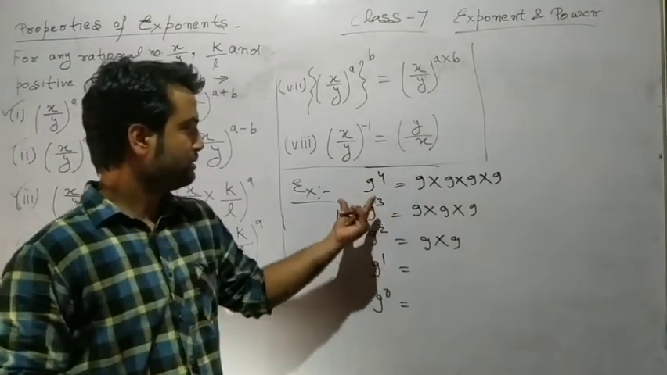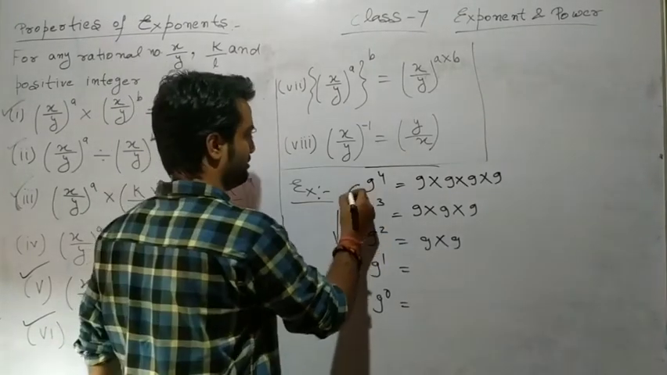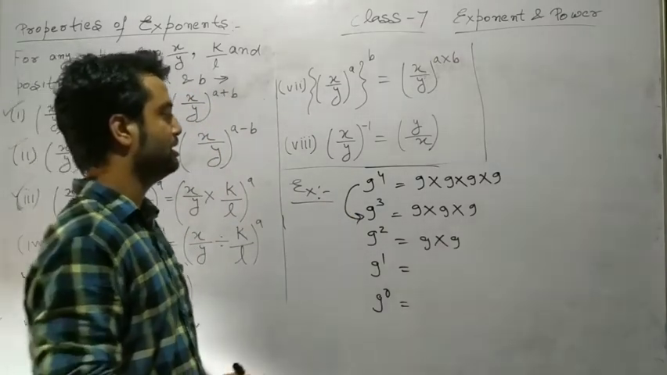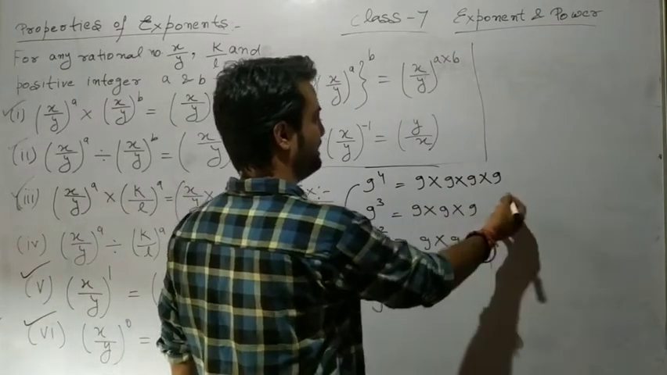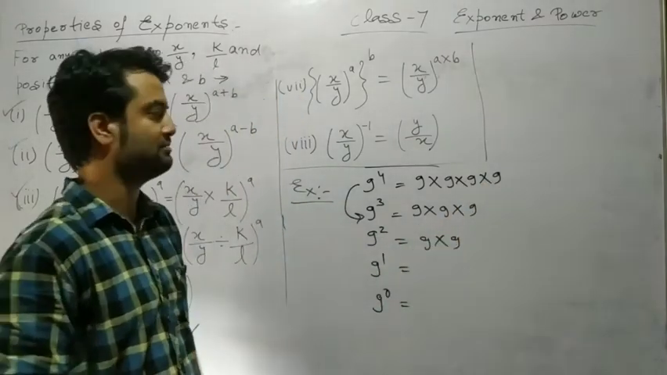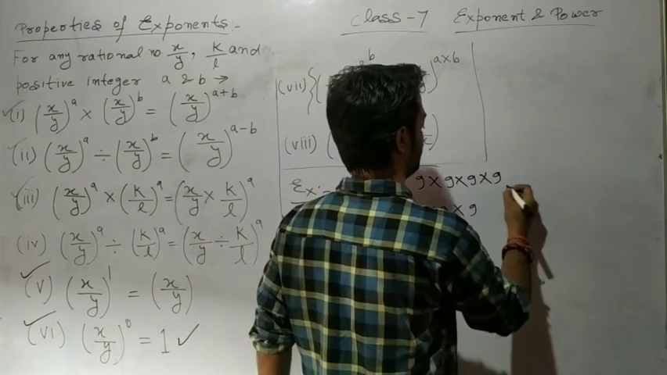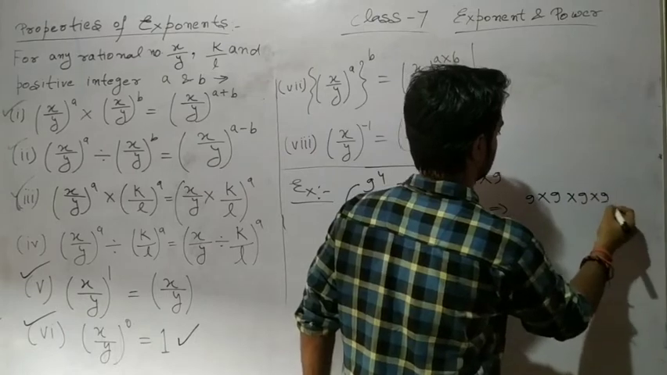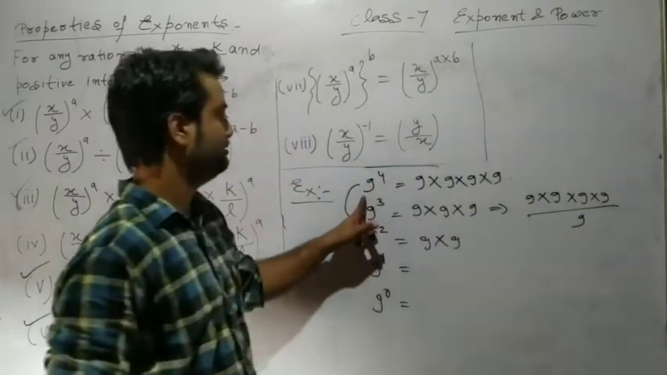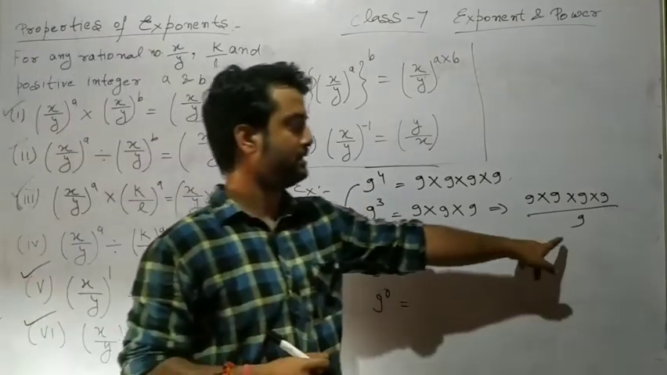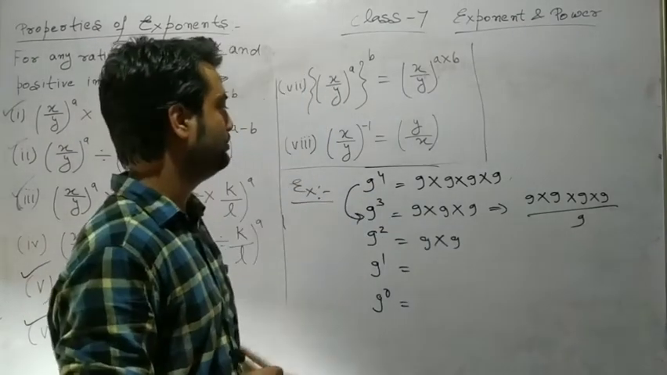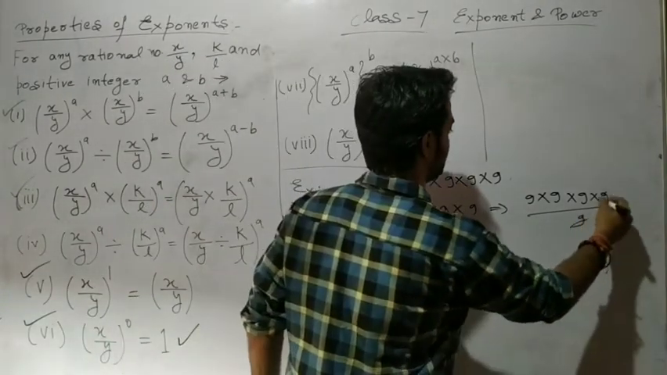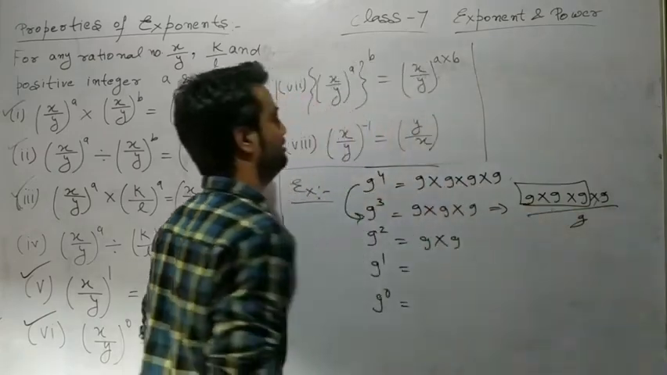when we came from 9 raised to the power 4 to 9 raised to the power 3, what we actually did, if you look at the right part, is divide by 9 itself. We divided 9 raised to the power 4 by 9, so that we get 9 raised to the power 3. One 9 will cancel, and now 9 raised to the power 3 is left.